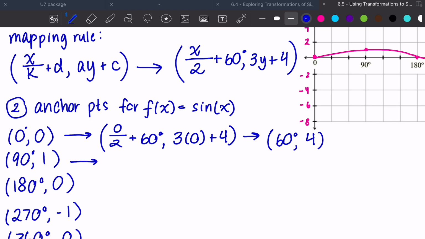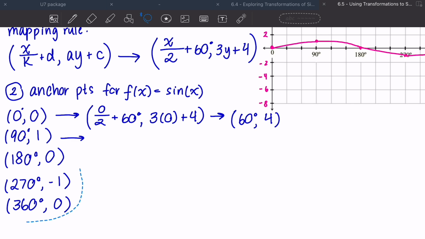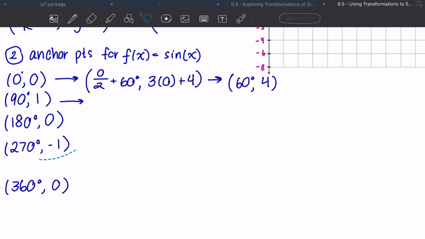And I'm going to just keep repeating this. And I'm even going to space out. Give yourself some room to do all these points. Might as well.